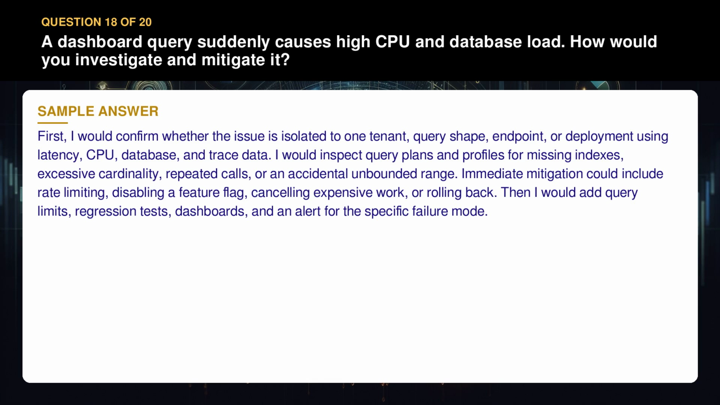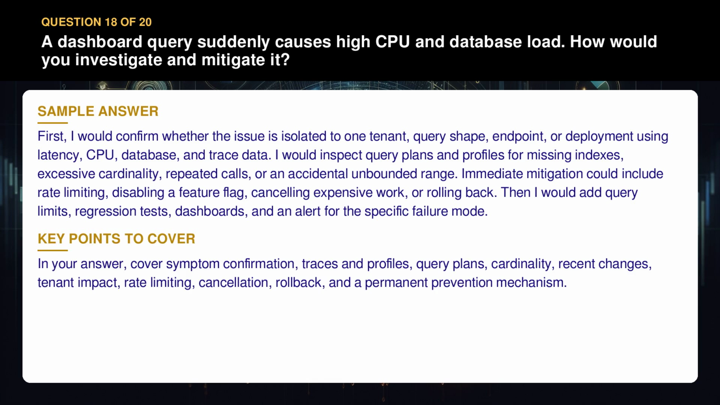Then I would add query limits, regression tests, dashboards, and an alert for the specific failure mode. In your answer, cover symptom confirmation, traces and profiles, query plans, cardinality, recent changes, tenant impact, rate limiting, cancellation, rollback, and a permanent prevention mechanism.